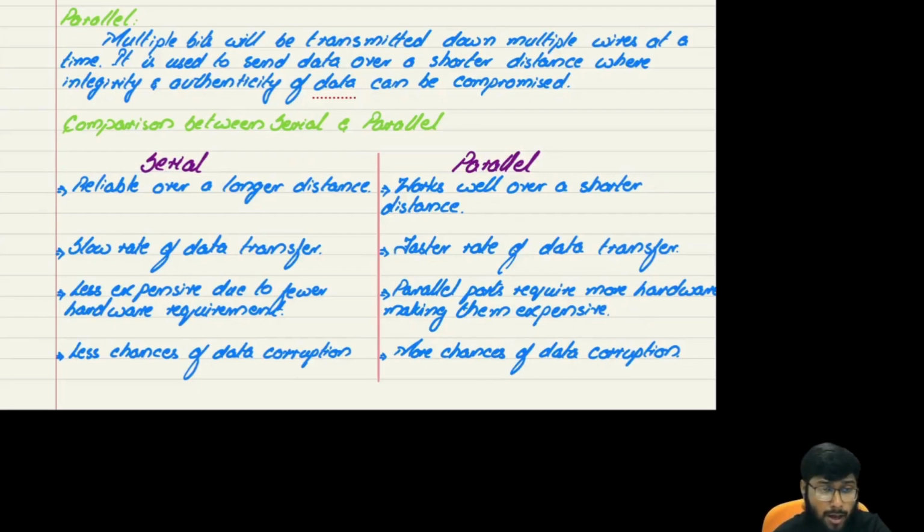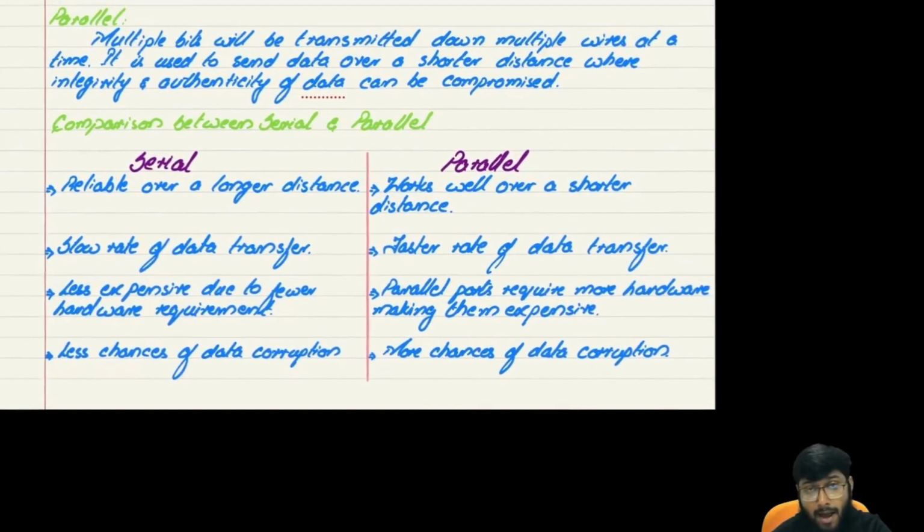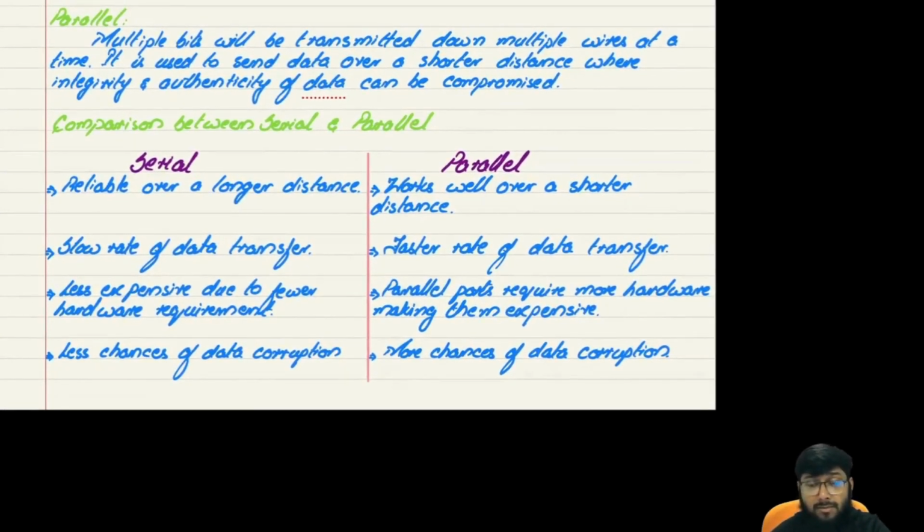Okay, now what do I mean by that? One bit at a time down a single wire. That means I won't be requiring multiple wires, or multiple buses to transmit multiple data. So obviously it will be cheap, but when it comes to the parallel, parallel does require multiple buses, multiple ports, because multiple bits are being sent at the particular moment. So this is the reason that it will be a bit expensive in comparison to the serial transmission.